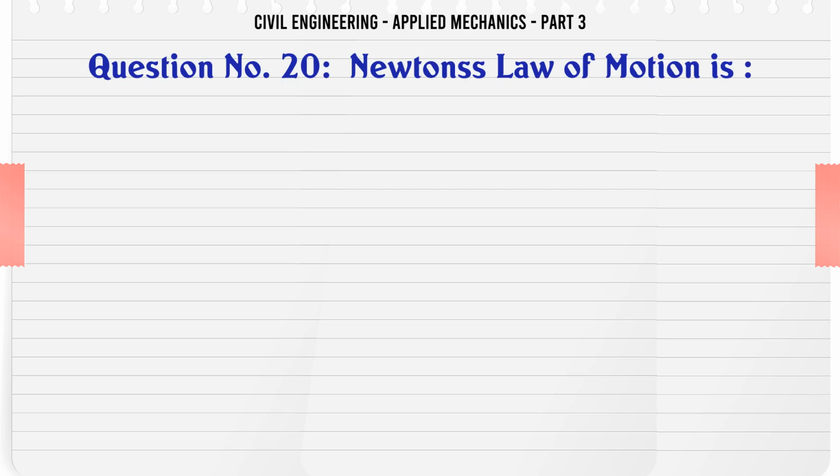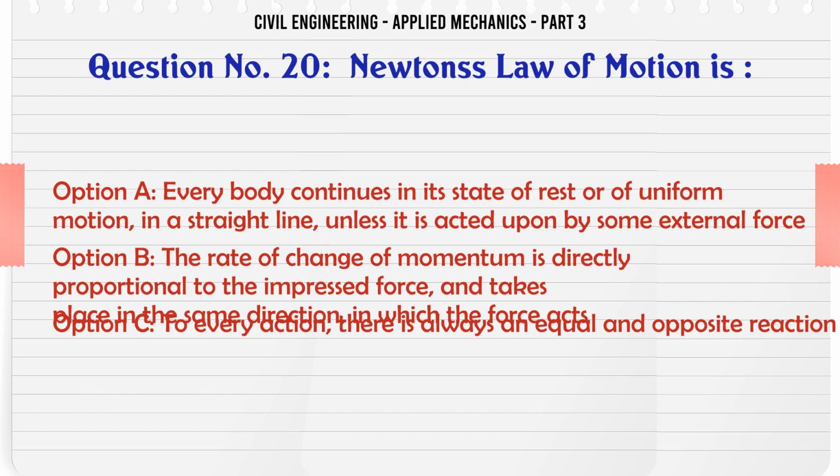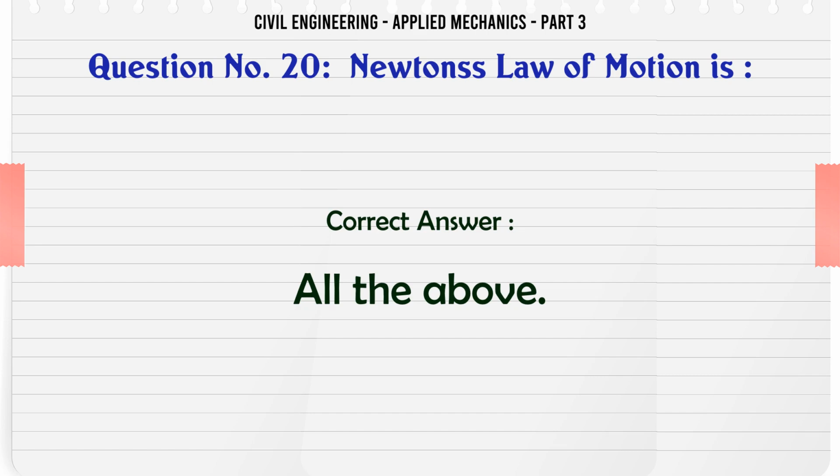Newton's law of motion is A) every body continues in its state of rest or of uniform motion in a straight line unless it is acted upon by some external force. B) The rate of change of momentum is directly proportional to the impressed force and takes place in the same direction in which the force acts. C) To every action there is always an equal and opposite reaction. D) All the above. The correct answer is all the above.